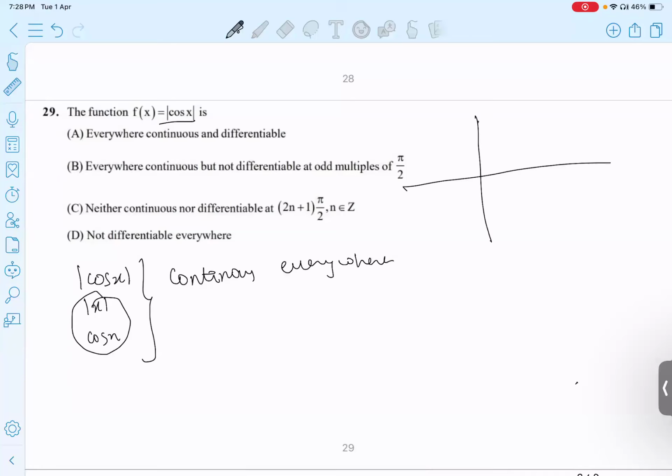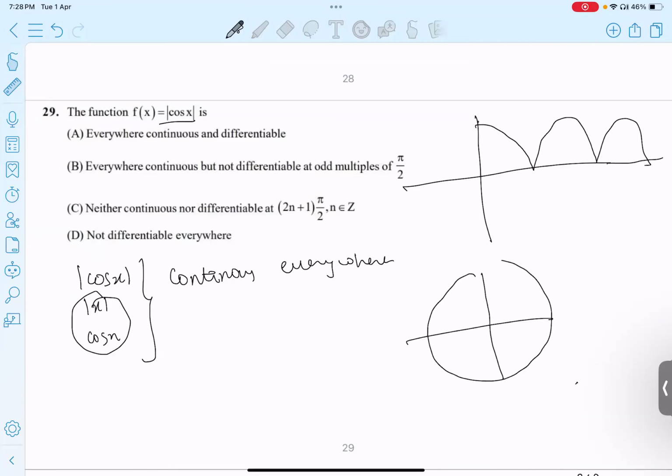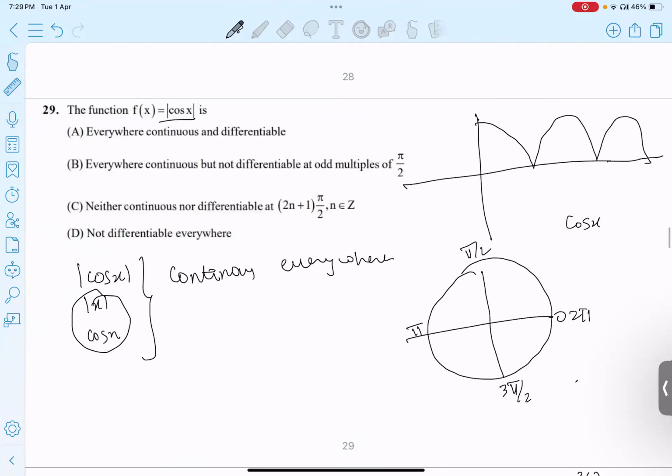Okay, see, this is the graph of mod cos x. Even if not, we know the quadrants: 0, pi by 2, and this is pi. This is 3 pi by 2, 2 pi again. So if I look at only the cos function, it is positive, negative, negative, positive. Okay. See, here, this is pi by 2, and again there is a change. This is our pi, this is our 3 pi by 2.